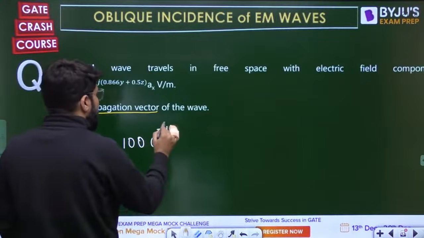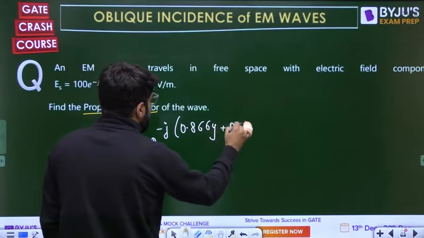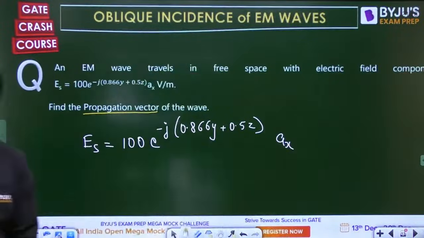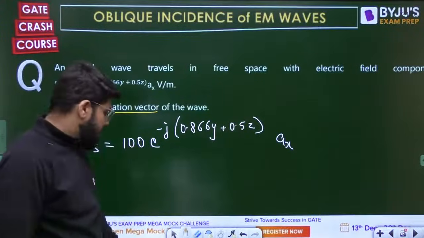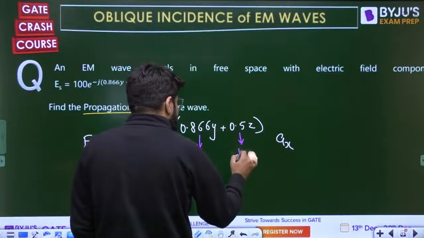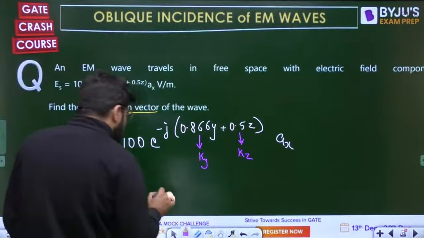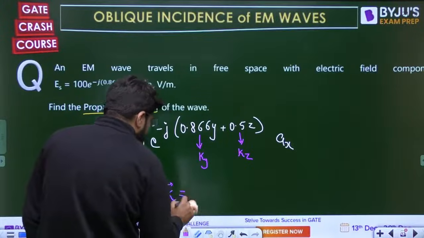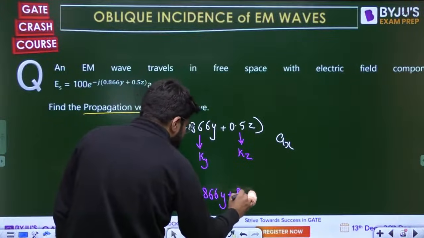100 e raised to the power minus j (0.866y plus 0.5z) ax. Tell me, what is the propagation vector? So we know this has to be kyy plus kzz, right? So just by comparing, I can tell you that this is the y component of the propagation vector, this is the z component of the propagation vector, and there is no x component. Very clearly, there is no x component. So what is the vector k? Vector k is 0.866y plus 0.5z.